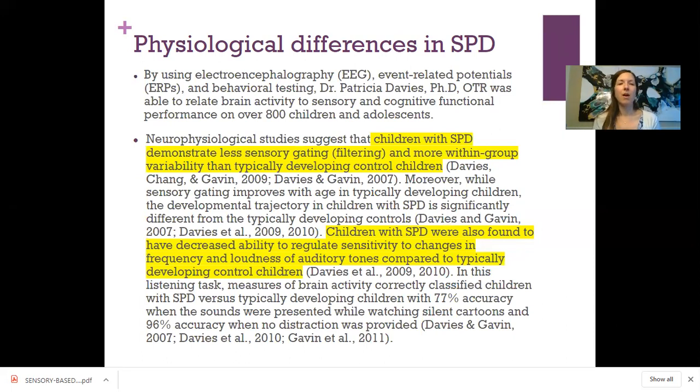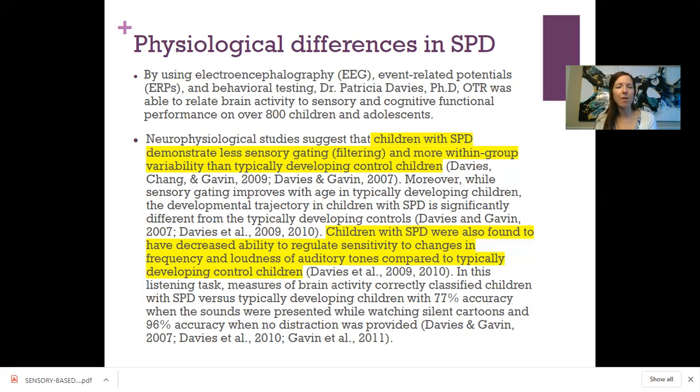Another study was done with electroencephalography, EEG, and they basically played cartoons, and some of them had sound, some of them didn't. And they did a lot of things with the cartoons and had them answer questions. But basically, kids in the SPD group had less sensory gating, so their ability to filter out extraneous auditory information was reduced. And they had more variability compared to typically developing children.